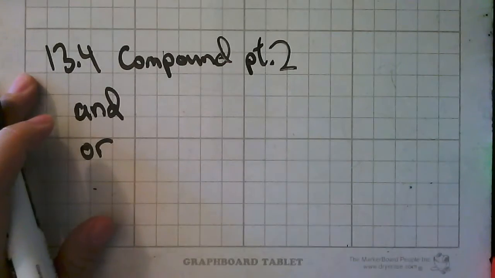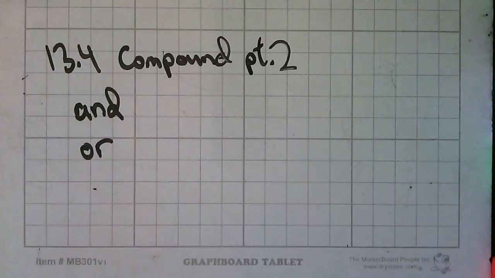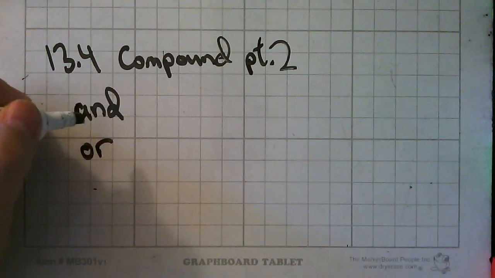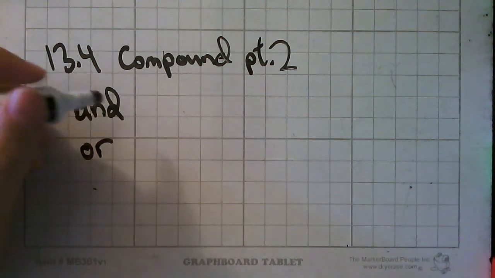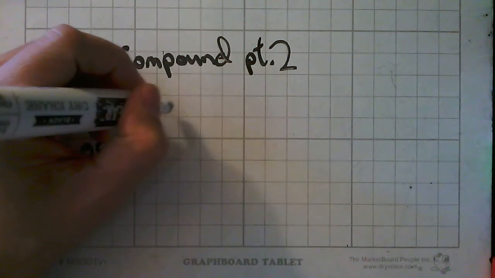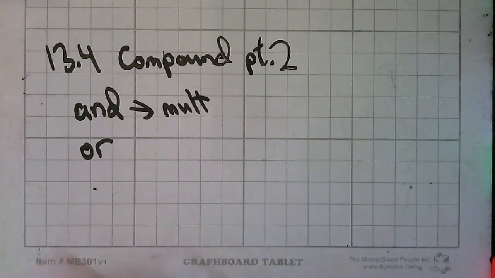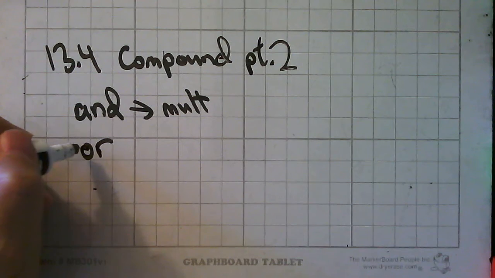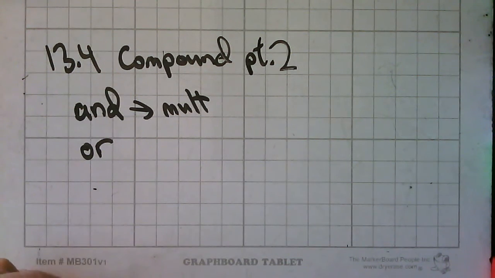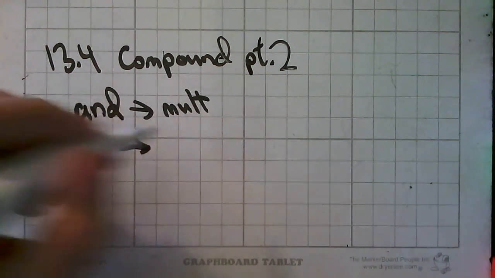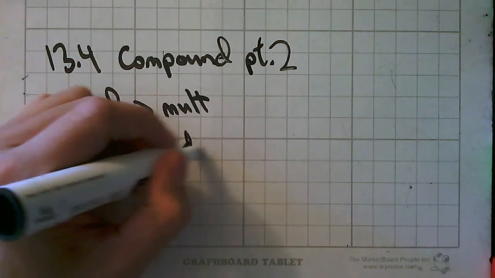All right, so in the first part, we talked about the and statement. If you see the word and for compound events or probabilities, this usually tells you you're going to multiply, right? In this video, we're going to talk about the or statement. When you see the or statement, this is usually going to tell you to add, okay?